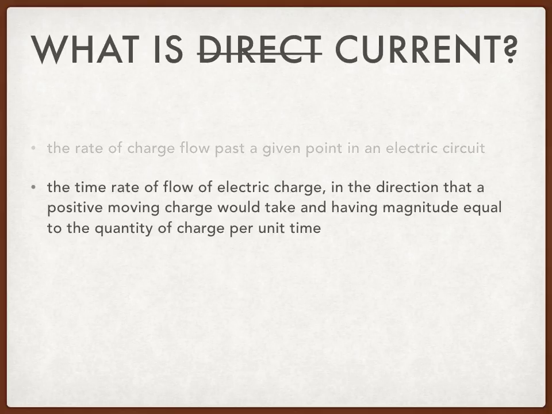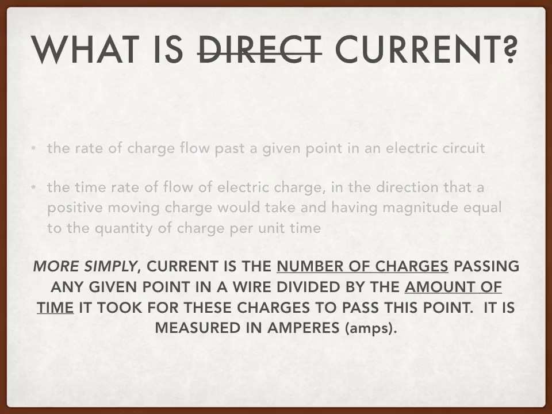Here's one. Current is the time rate of flow of electric charge in the direction that a positive moving charge would take, and having magnitude equal to the quantity of charge per unit time. That's also very confusing, so let me simplify it for you. Current is the number of charges passing any given point in a wire divided by the amount of time it took for these charges to pass this point. So if you were looking at one point on the wire and you were counting the number of charges going by that point, you could then divide it by the amount of time it took for those charges to pass, and you would have the current.